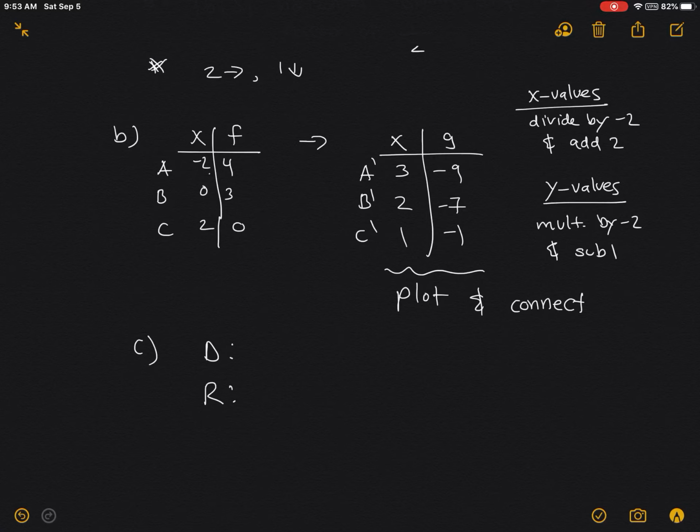Part C, for the domain and range of g, you can just look at the table. The domain is going to be x's from 1 to 3. And the range, your smallest y value looks like it's -9, and it's going to go up to the biggest y value, which is -1.